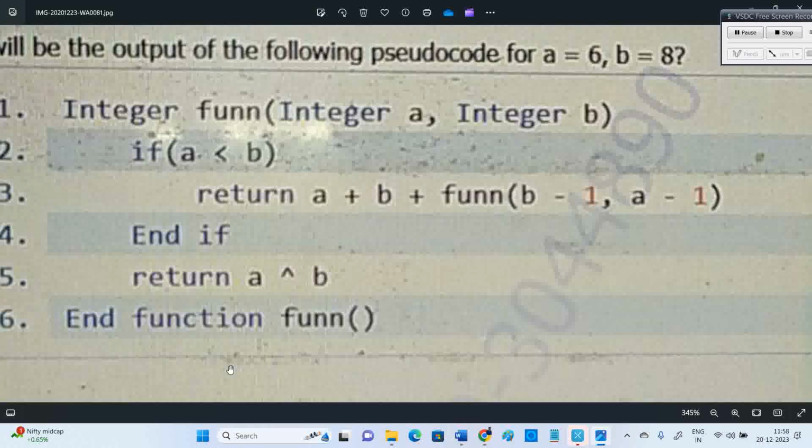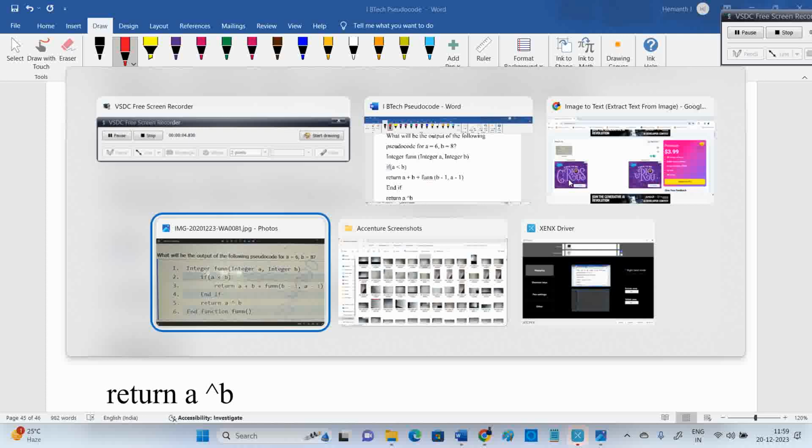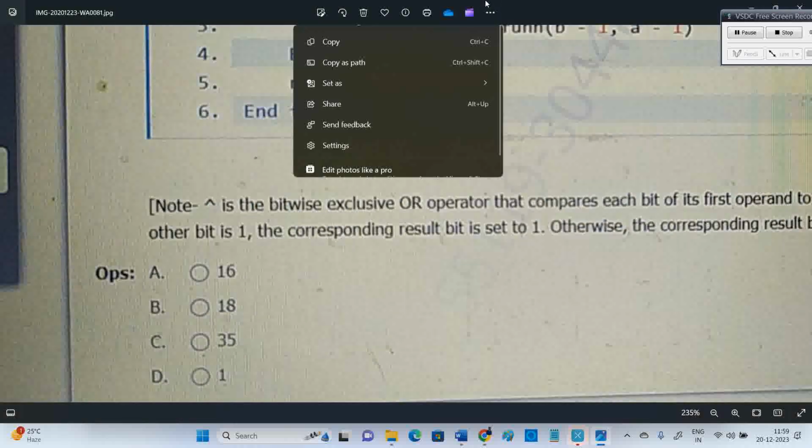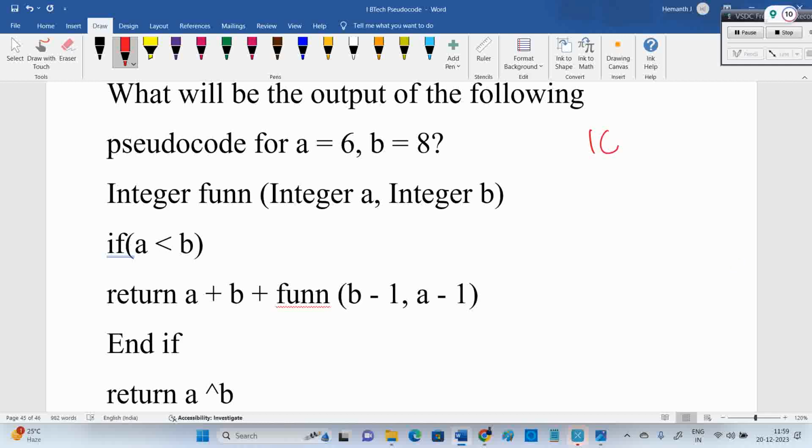Here, I hope you can see the question last line. A value 6, B value 8. You check it out this once. Yeah, this is the question. And options 16, 18, 35, and 1. Now, first thing, is it satisfied? 6 less than 8 satisfied.